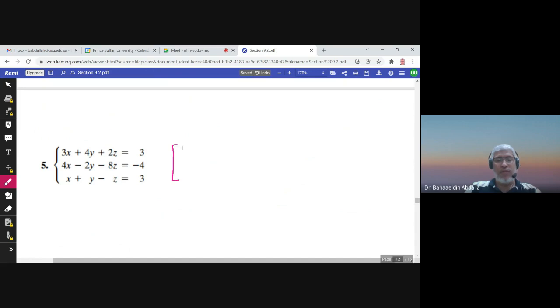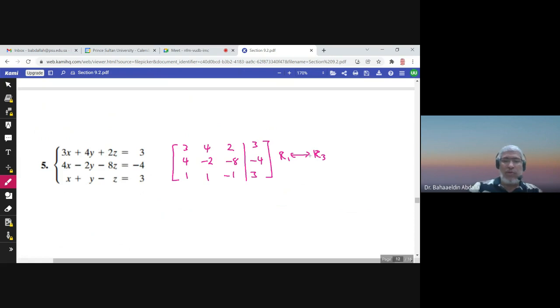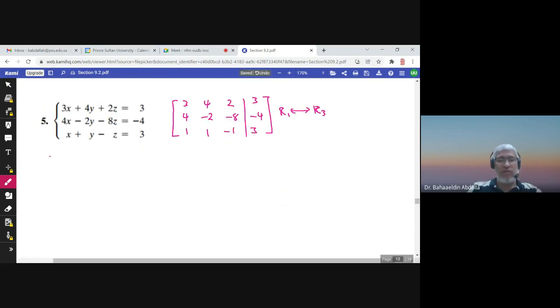Gaussian augmented matrix. I have to interchange row 1 with row 3 because I need 1 in the first row, first column.